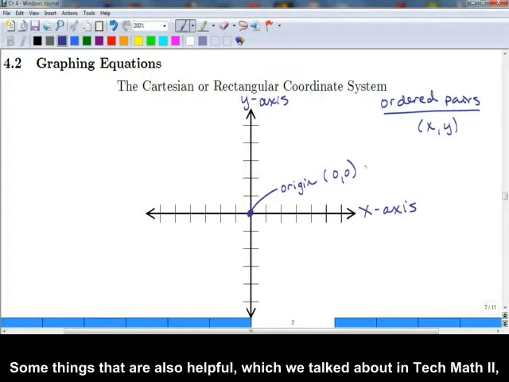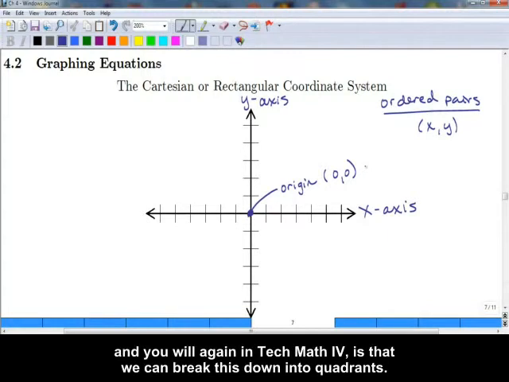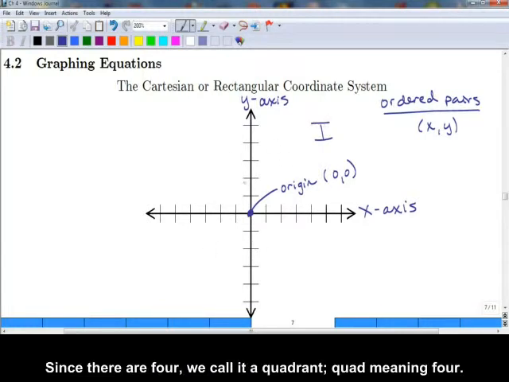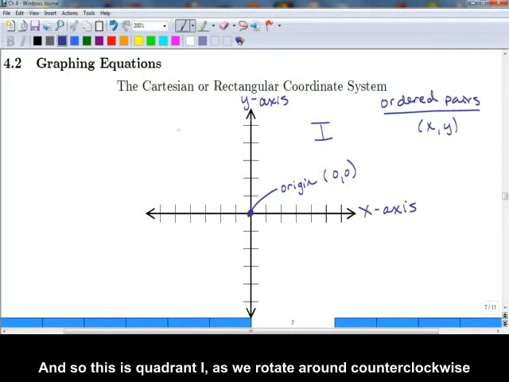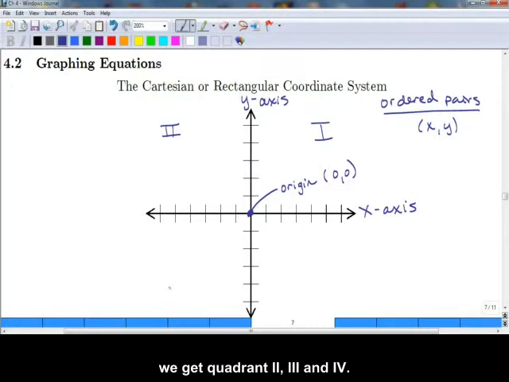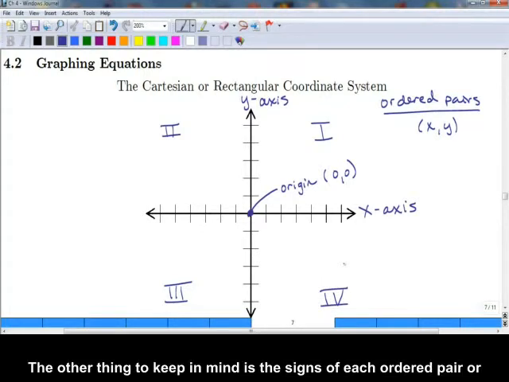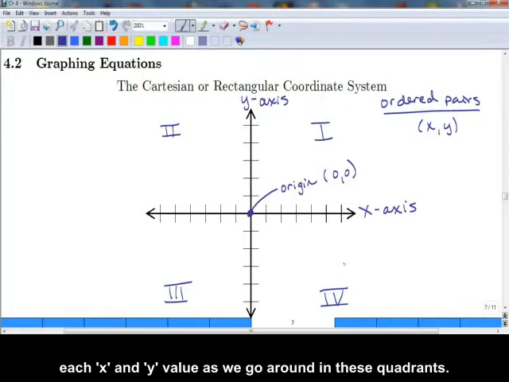Some things that are also helpful, which you talked about in Tech Math 2 and you will again in Tech Math 4, is that we can break this down into quadrants. Since there are 4, we call it a quadrant. Quad meaning 4. And so this is quadrant 1. As we rotate around counterclockwise, we get quadrant 2, 3, and 4. The other thing to keep in mind is the signs of each ordered pair or each x and y value as we go around in these quadrants.